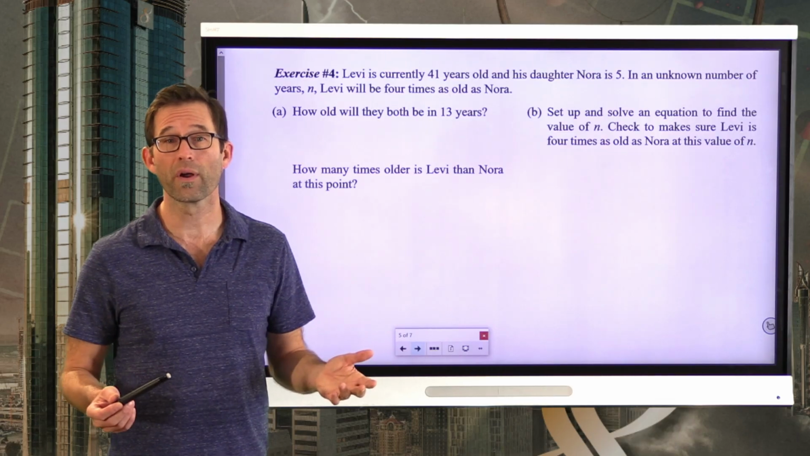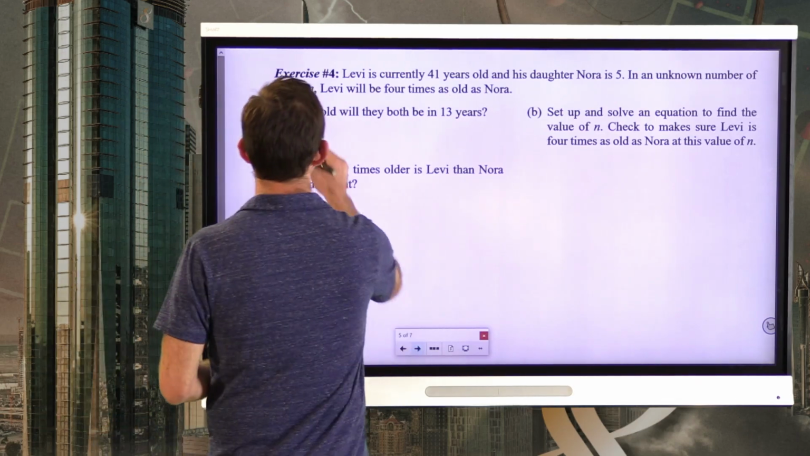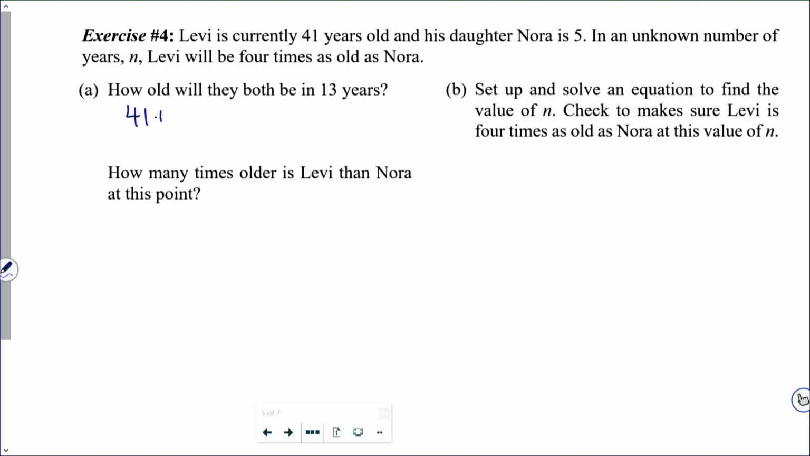Well, figuring out how old both of them are in 13 years, that's not too hard, right? So Levi is going to be 41 plus 13. So Levi is going to be 54 years old in 13 years. And then Nora is going to be 5 plus 13, which is equal to 18 years old.